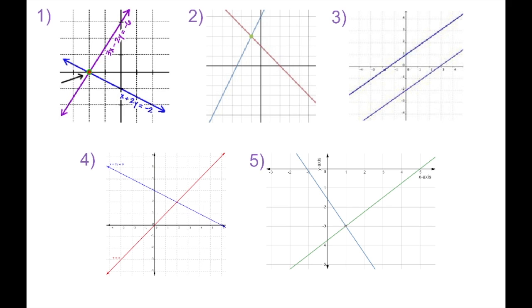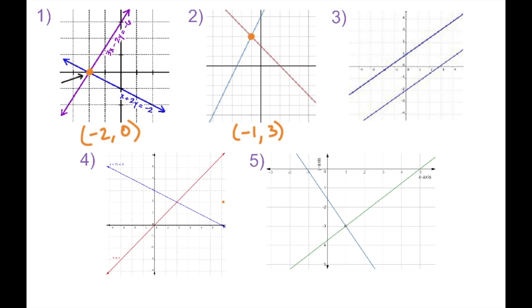So now that you've answered the 5 questions, let's check our answers. If we take a look at graph 1, our point of intersection exists right here. The x value is -2 and the y value is 0. So the solution to the system is (-2, 0). On graph 2, the point of intersection is right here. The x value is -1. The y value is 3. The solution is (-1, 3).